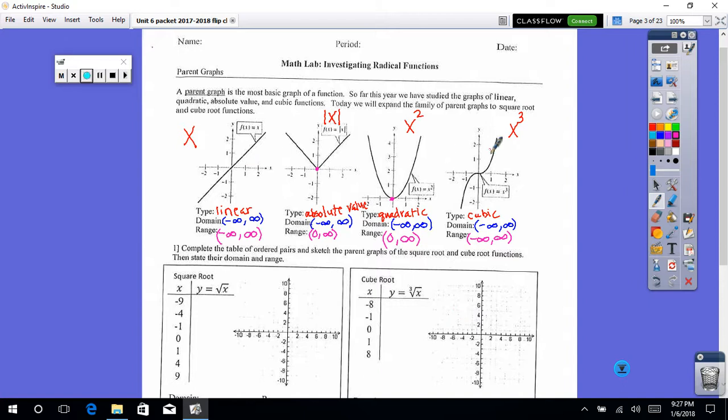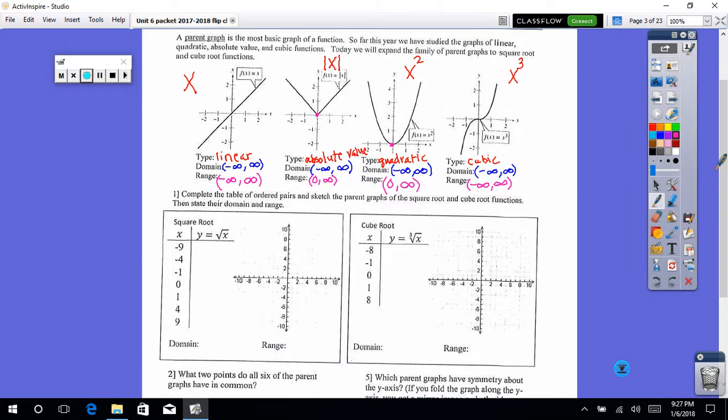All 4 of these graphs are parent functions that we've dealt with before. The linear, cubic, quadratic, absolute value, all have been seen before, I think in 9th grade. These 2 guys that we're about to throw in here are brand new. You have not seen them before. This is the square root function. So let's fill out our t-table real quick so we can see where we need to plot these points.